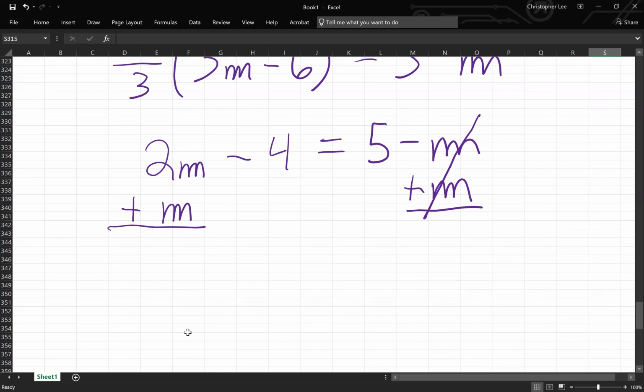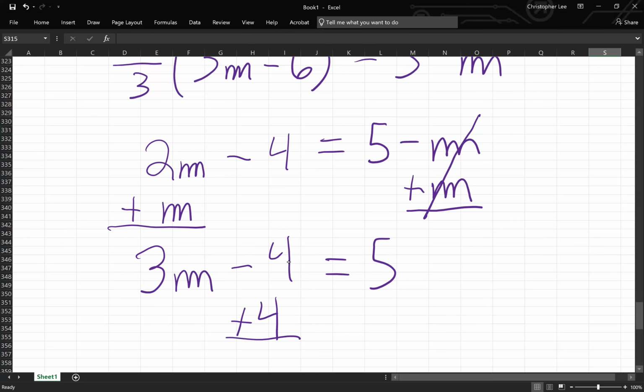All right, so now I have 3m minus 4 is equal to 5. All right? What do I do after that? Add 4, right? Because you want to get rid of it. But you know what you do to one side of the equation, I do to the other side of the equation. So I'm going to add 4 over here.